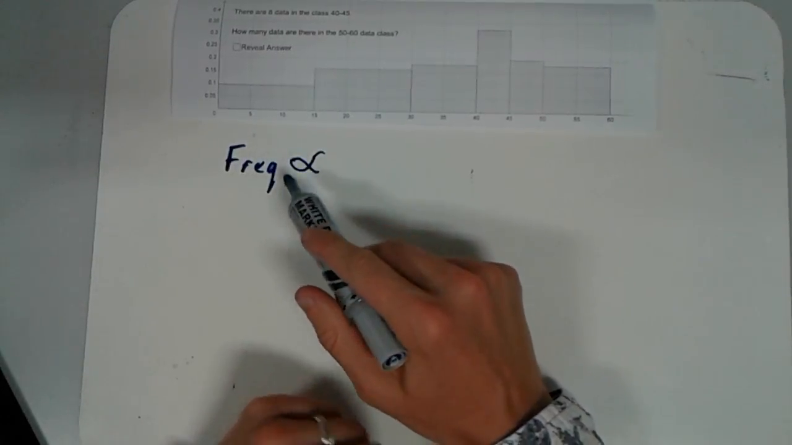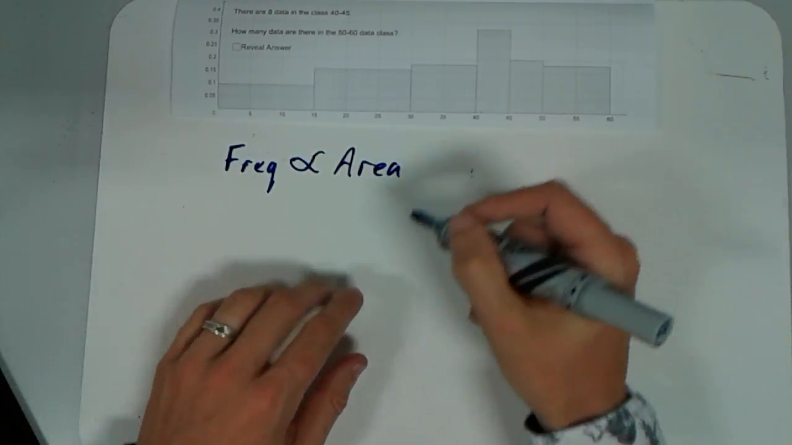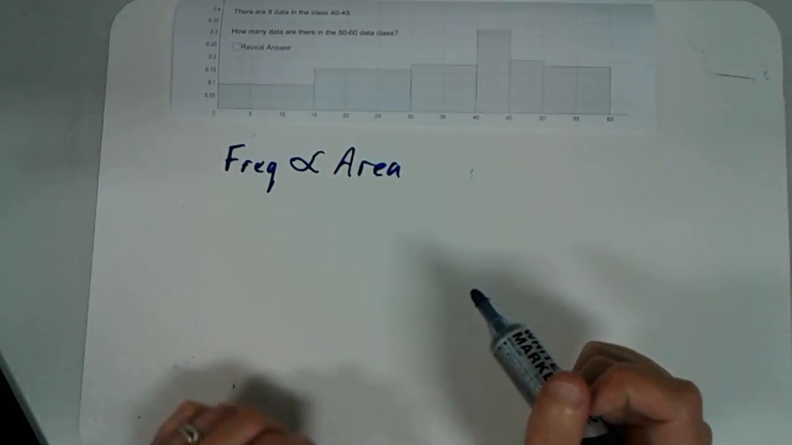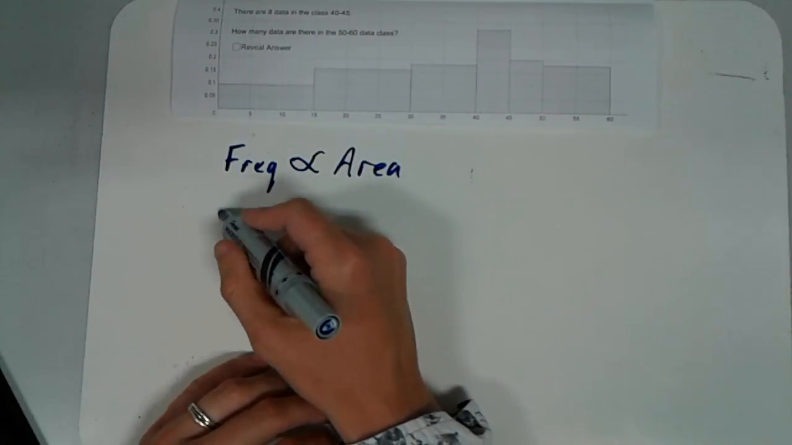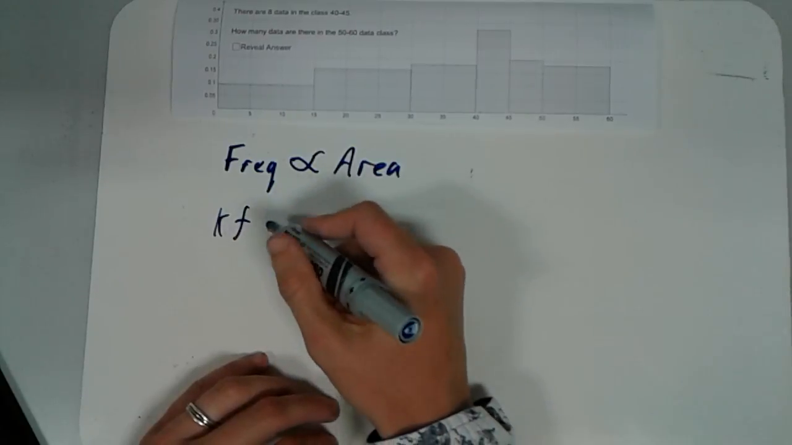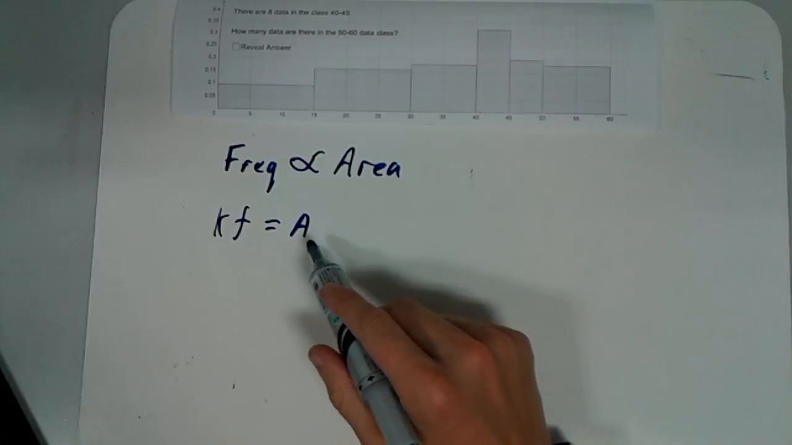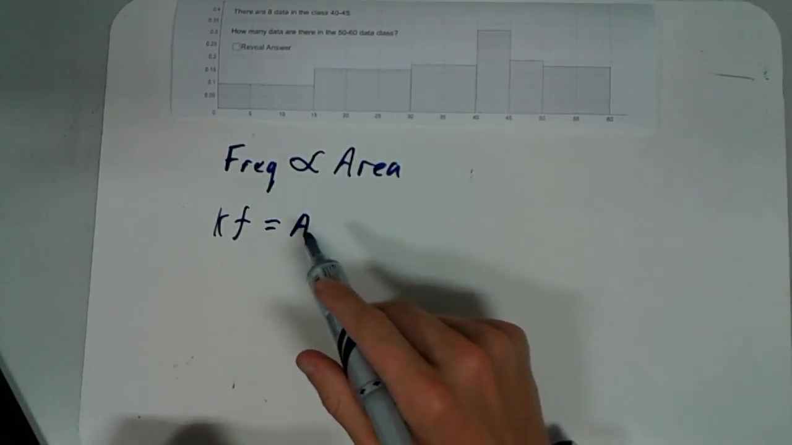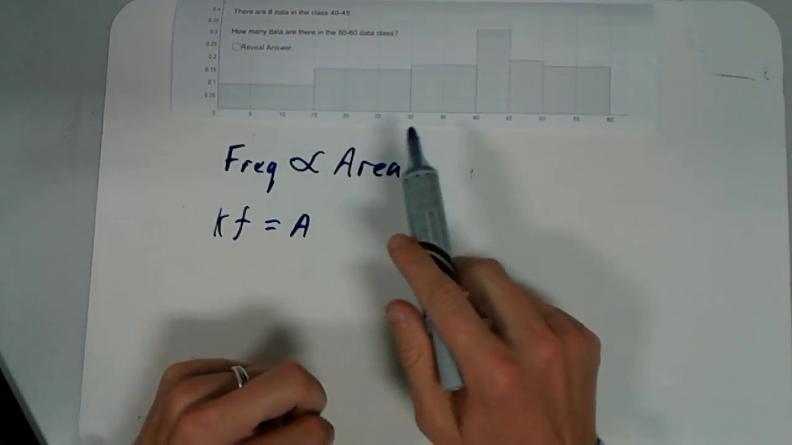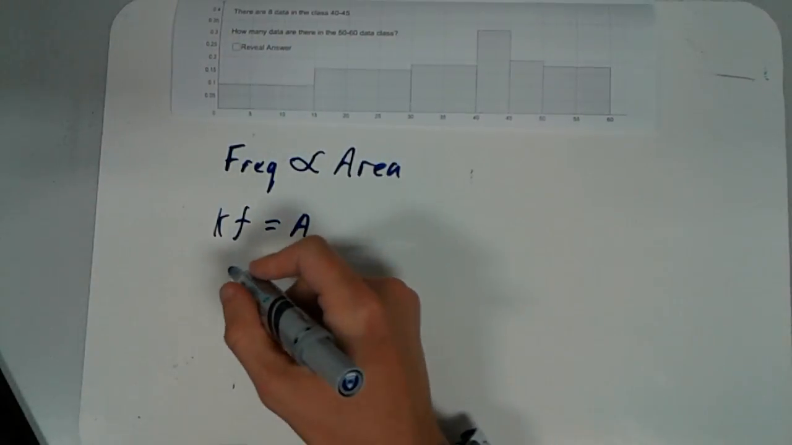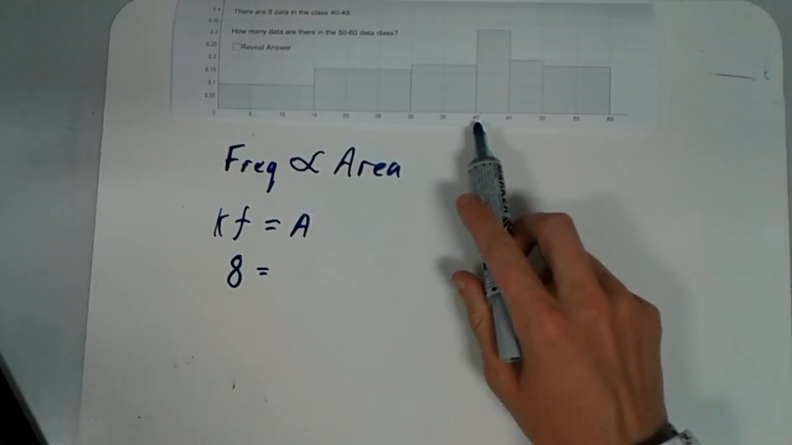Okay, so we've got our frequency here, and we know that is proportional to area. So what does that mean? If 2 measurements are proportional, then we say that some constant multiplied by frequency will now equal the area. So, let's look for some information. We're told that there are 8 data in the class 40 to 50. So I know that my frequency for that class is 8, and I can calculate the area.